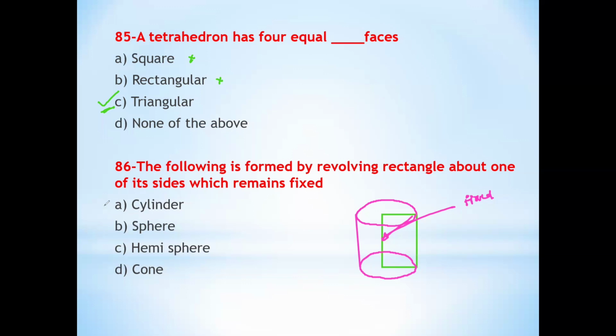So the first option is the cylinder. Okay, so we'll read the question once again. The following is formed by revolving the rectangle about one of its sides which remains fixed. So here the rectangle has one side fixed and we are just rotating it by 360 degrees. Then we'll get the cylinder. So that's why option A is the correct one. We're not getting a sphere, we're not getting a hemisphere or a cone. So A is the correct one.